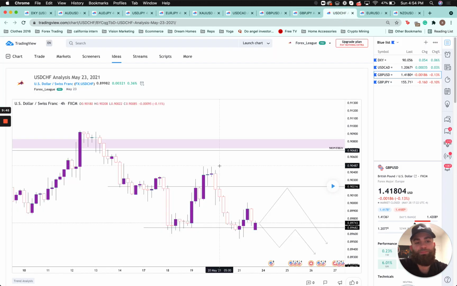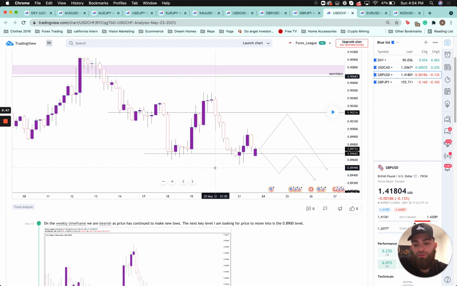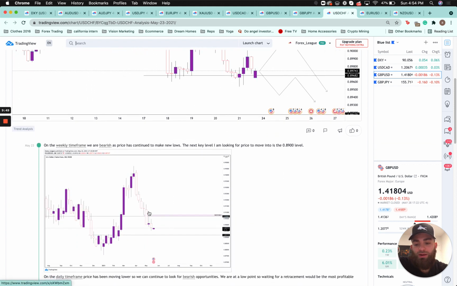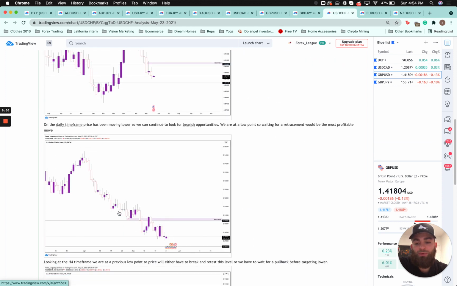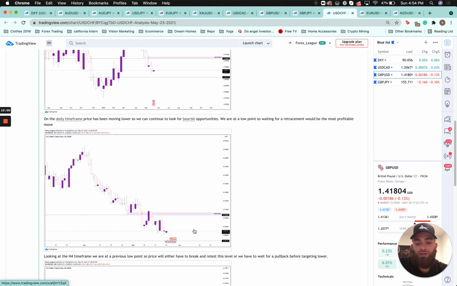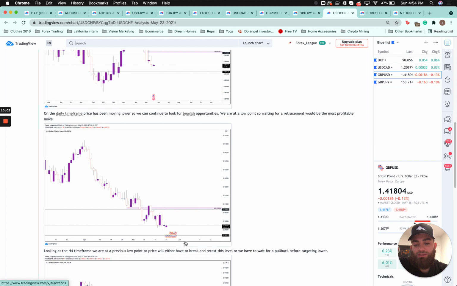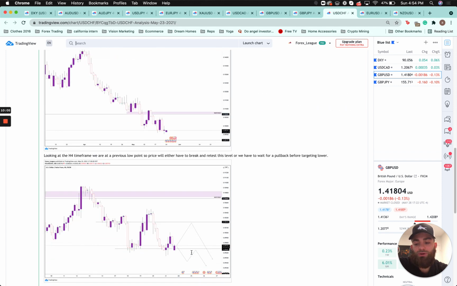So let's go next to USD CHF. On the weekly, we could see that price was bearish overall, but struggling to head lower, but I still anticipated for this to move down. On the daily, price has been moving lower and lower, forming lower lows and lower highs, and now we're at this low. So either look for the retest short or break this level and go short.